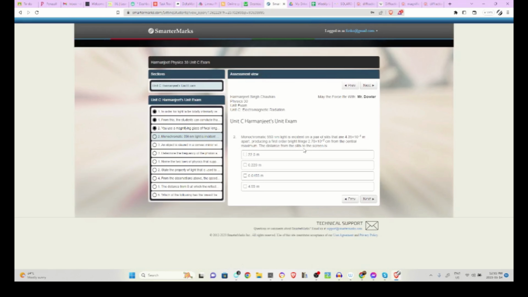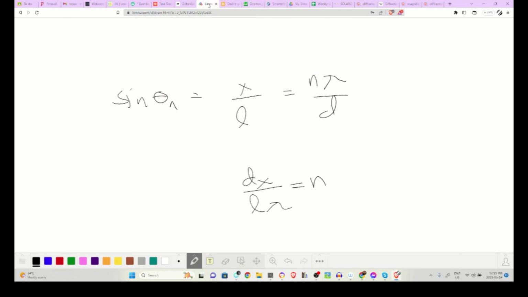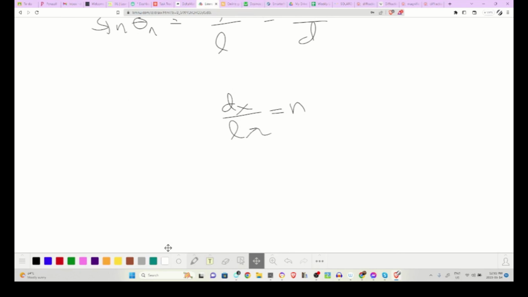So we had sine theta n is n lambda over d, and we're going to approximate sine theta as x over L. That means dx over L lambda is approximately n. So we have a first order bright fringe, it's this far from the central maximum. The distance from the slits to the screen, so we are looking for L. So L is going to be dx over n lambda.